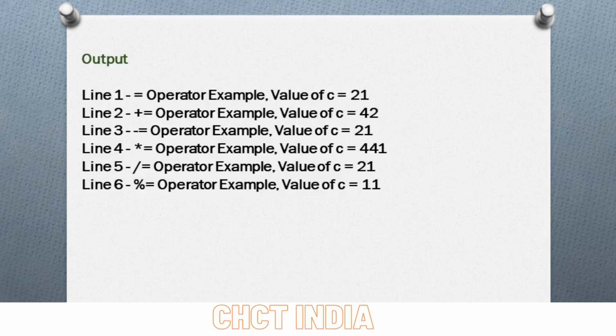The output of the program is as follows. Line 1, operator example, value of C is 21. Line 2, operator example, value of C is 42. Line 3, operator example, value of C is 21. In the same way, the respective values are printed on the screen.